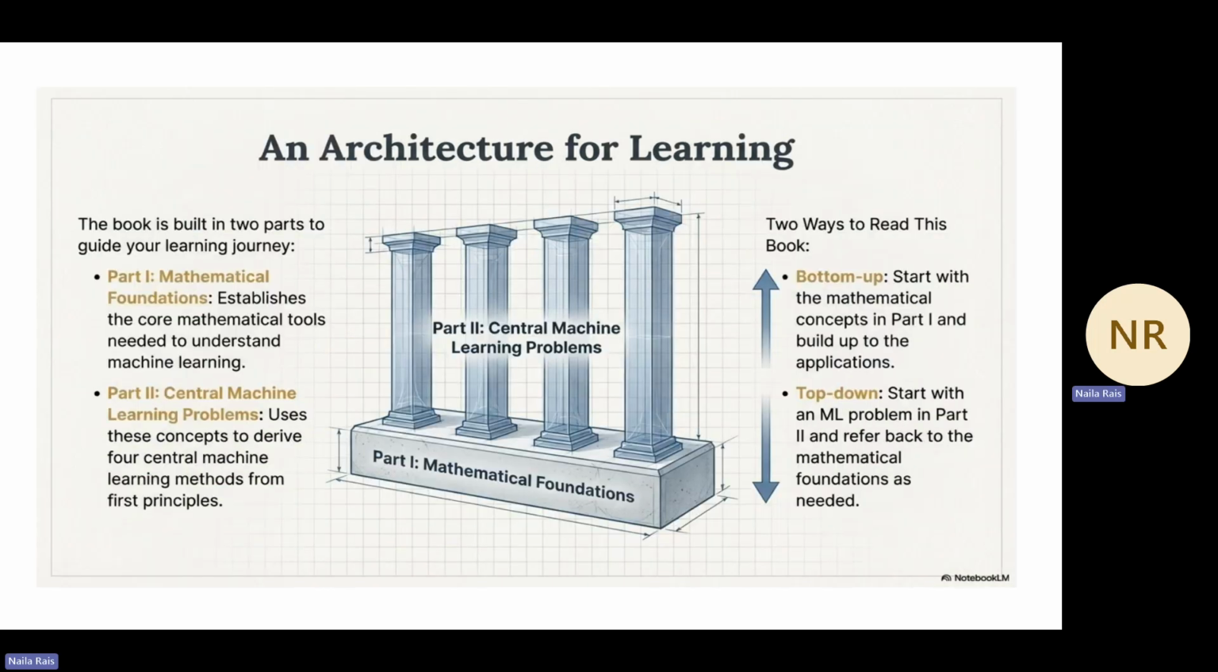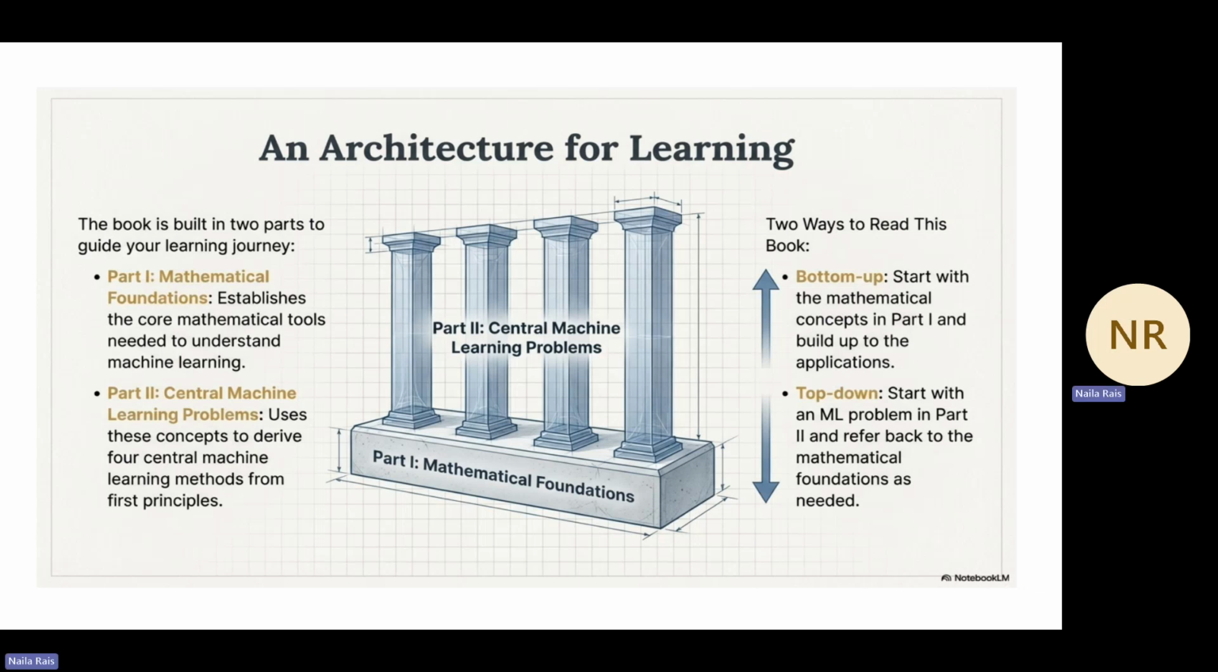So, if we look into the architecture of learning, this book is built into two parts to guide your learning journey. Part 1, Mathematical Foundations, establishes the core mathematical tools needed to understand machine learning. Part 2, Central Machine Learning Problems, uses these concepts to derive four central machine learning methods from first principles.